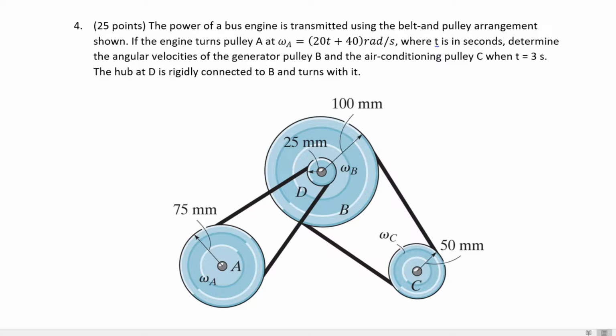One key point that is easy to overlook is the fact that the last sentence says the hub at D is rigidly connected to B and turns with it. So what that means is once we solve for omega D, omega B would be equivalent to omega D. So let's go ahead and get started solving this problem.